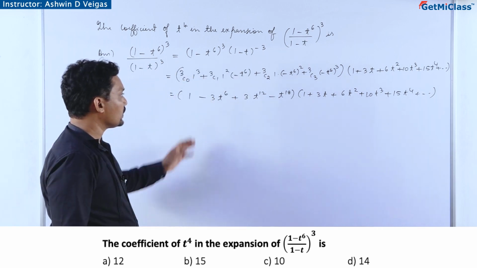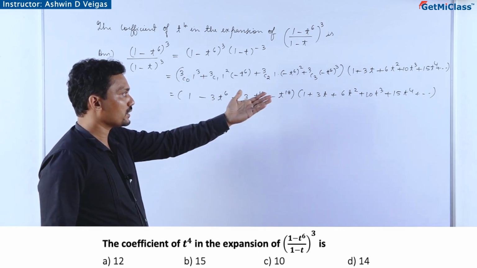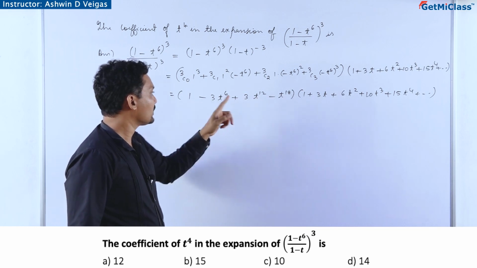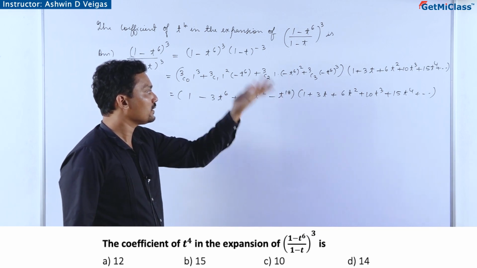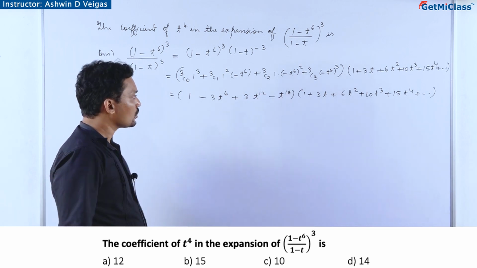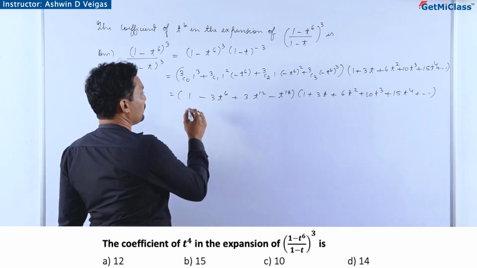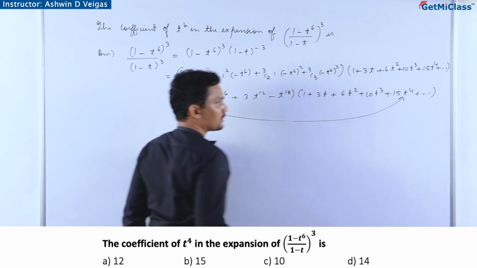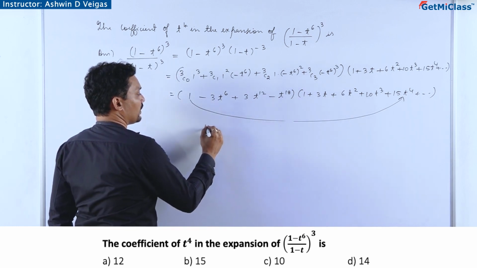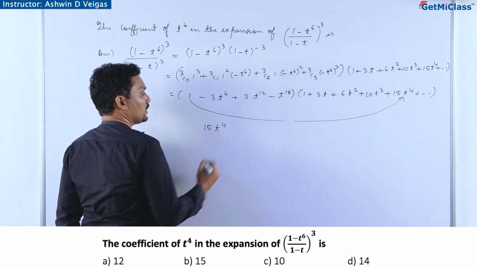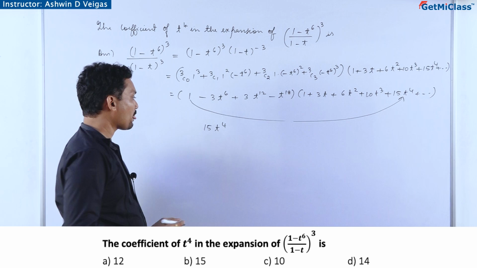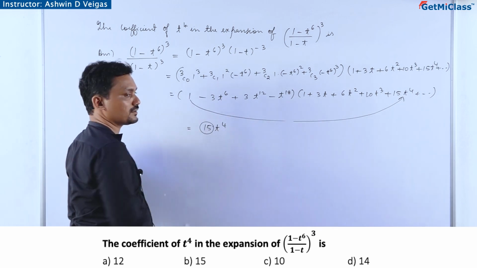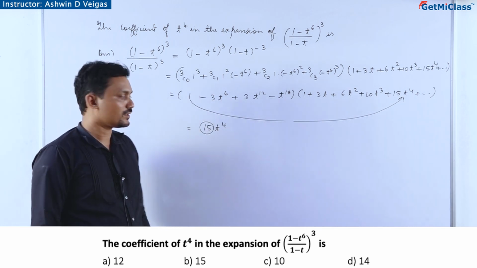Now if you just see where t power 4 is coming, as I told you, there was no need at all to write these terms because these are already more than t power 4. So there is only one possibility where t power 4 comes, it is when this constant gets multiplied to this. So therefore there is only one term containing t power 4, that is 15 t power 4, and hence for this question 15 is the answer. So 15 is the answer for this question.